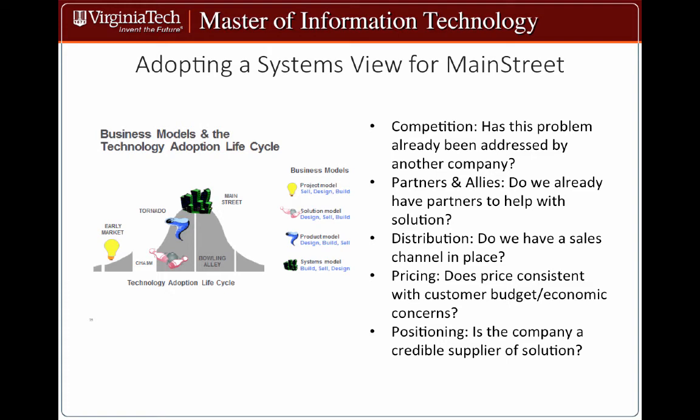And then pricing. Is the price consistent with the customer's budget and economic concerns? So what's the unit economics of a transaction with a particular customer segment? Meaning, how much are they paying for the product versus how much does it cost us as a business, with our business model, to design and offer and deliver that product to one customer?